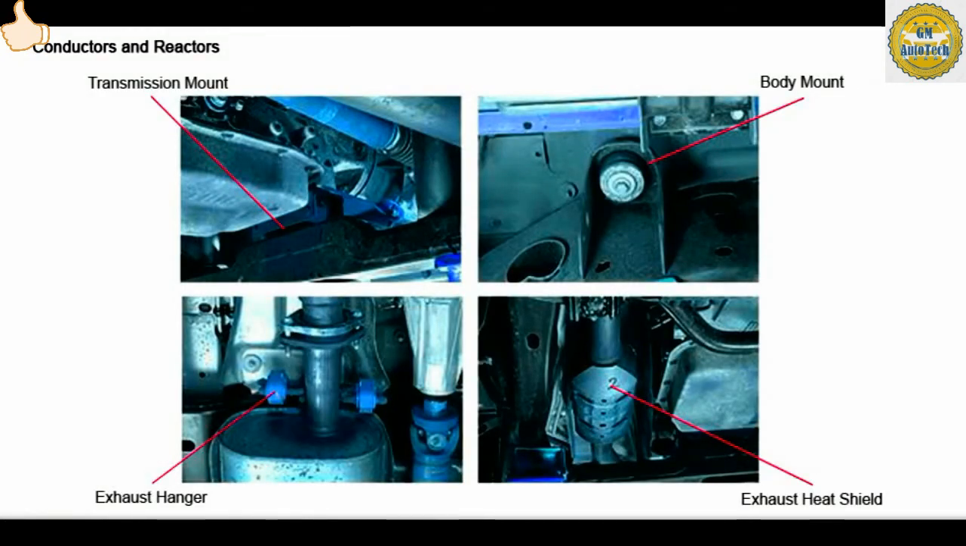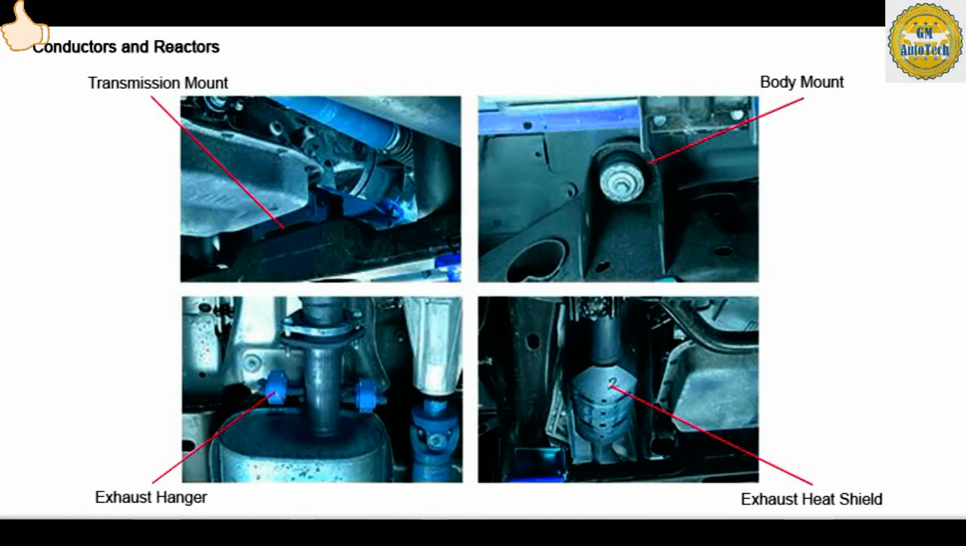A vibration and noise transfer path includes a wide array of vehicle components, including body mounts and bushings, sheet metal and body welds, as well as the steering linkages described earlier. Sometimes the reactor is not interior to the passenger compartment, but instead is an exhaust heat shield.